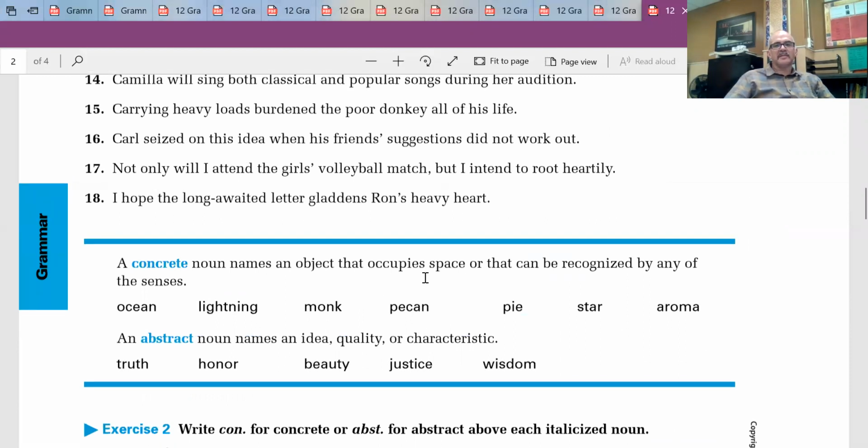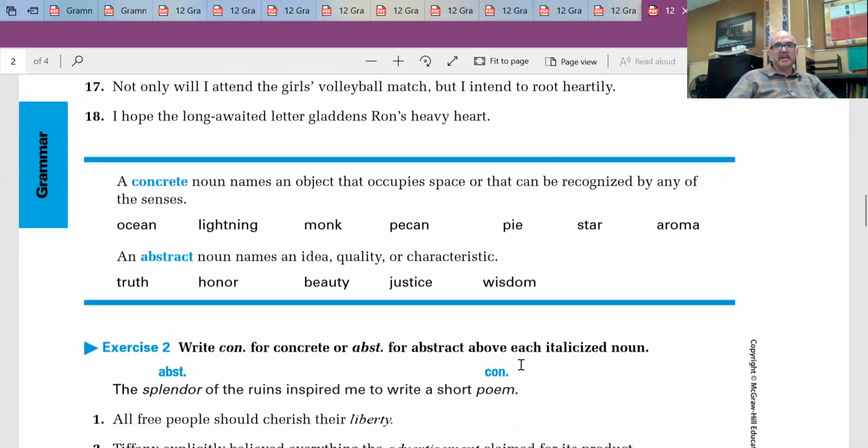A concrete noun names an object that occupies space or can be recognized by any of the senses. In other words, a person, place, or a thing. Abstract nouns name ideas like an idea, quality, or characteristic. Okay, so those are the ones that are maybe a little bit harder to remember as nouns because you can't see, hear, feel, taste, or touch them. Truth, honor, beauty, justice, wisdom, right? But even though they're mental or spiritual or abstract things, they're still maybe not things, but they are nouns, okay? Non-physical things are still nouns.